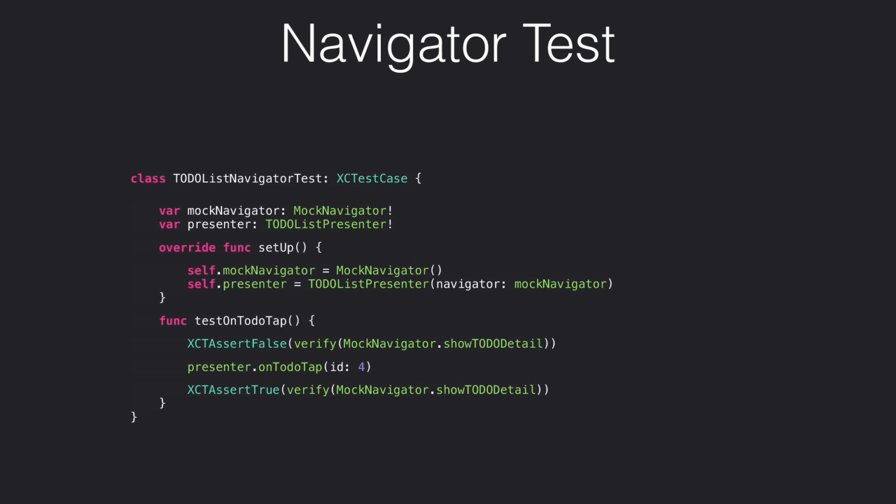Okay. And of course, for the test for the navigator, you basically create a mock navigator because your interface is really simple and really readable. You can do similar verify test as we did with the presenter. So first you assert that show to-do detail was not called. Then you call presenter on to-do tap with ID 4. And then you verify that this method actually was called for sure. If some of you are into Android development, it's very similar to what Mockito does. In iOS, unfortunately, you have to write that verify thing by yourself, which is not that much fun.